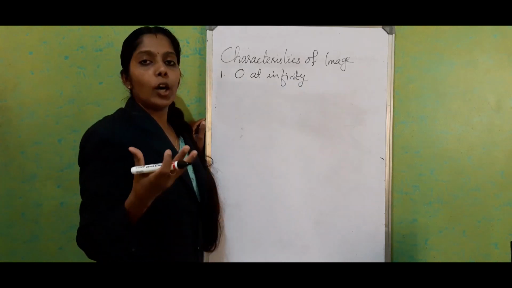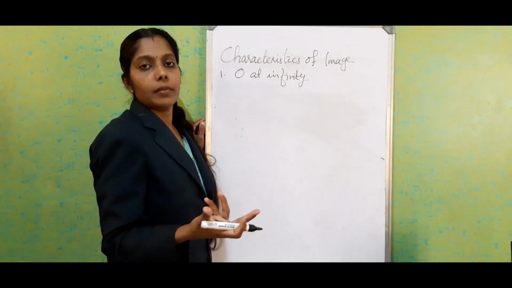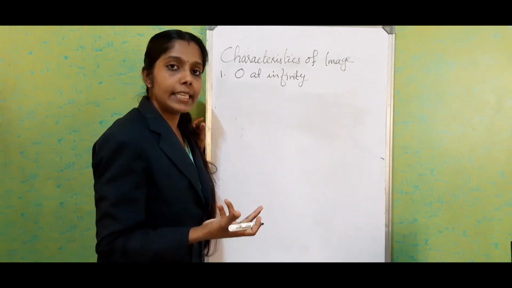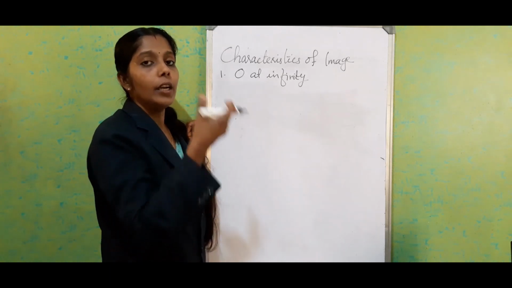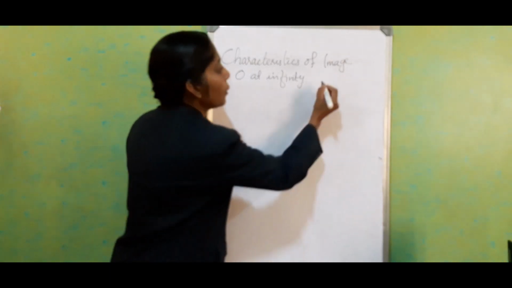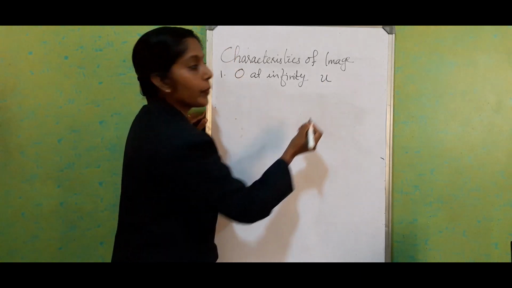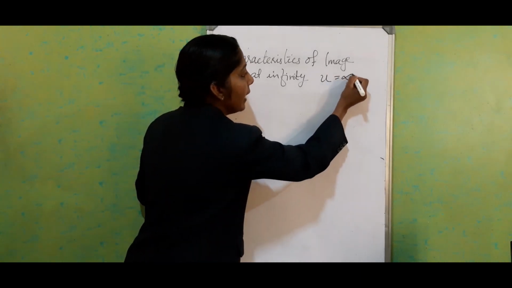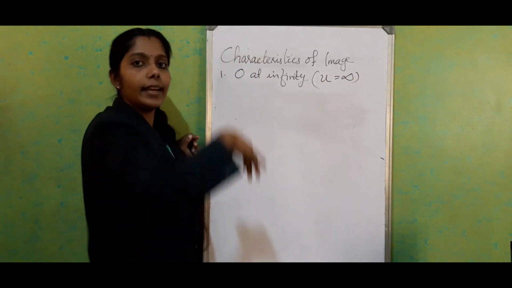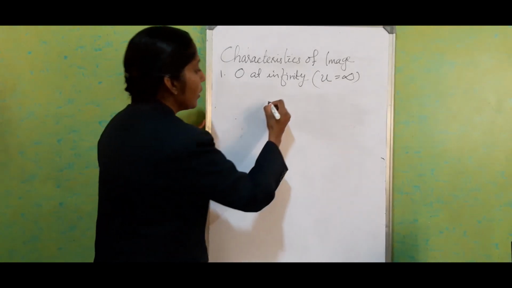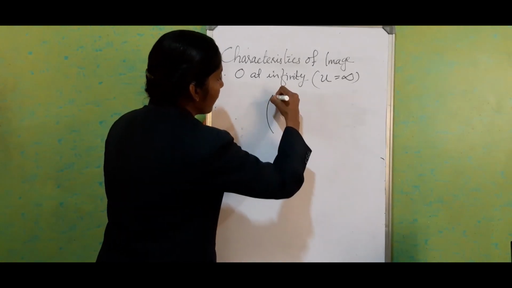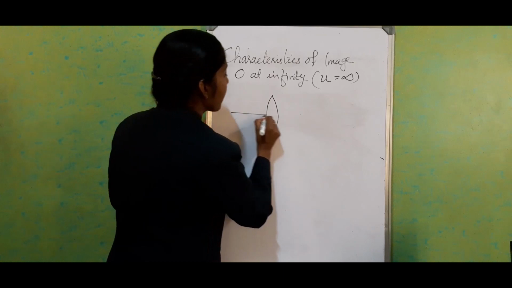We know that the object distance means the distance between the optic center and the object. We represent it as u. We can consider u to be at infinity, or the object to be at infinity. Okay, so here we have the convex lens.